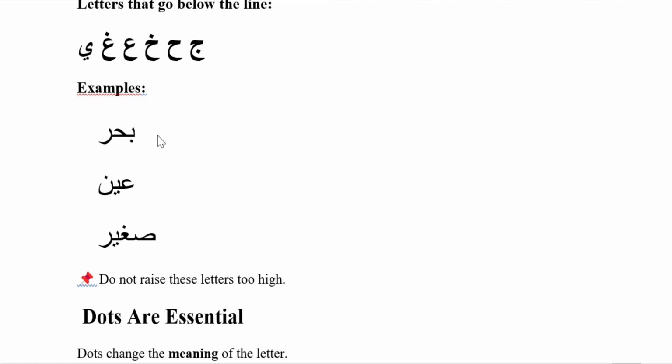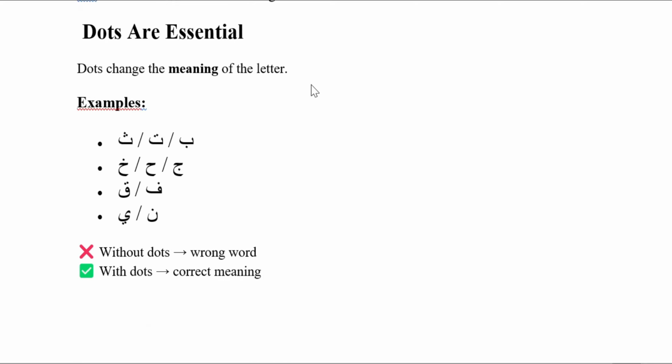For example, we have here bahr, which means sea. We have ain, which means an eye, and we have صغير. It's an adjective, small. Imagine there is a horizontal line here. So this ra goes below, this goes above, and so on. Imagine if you have that ha or gha at the end of this word, they will go below the line.